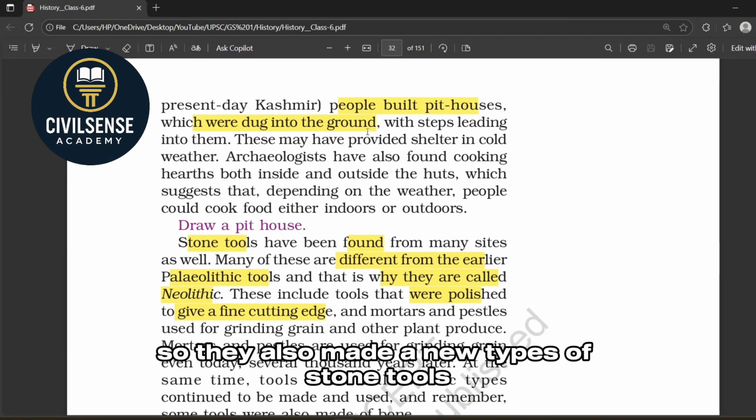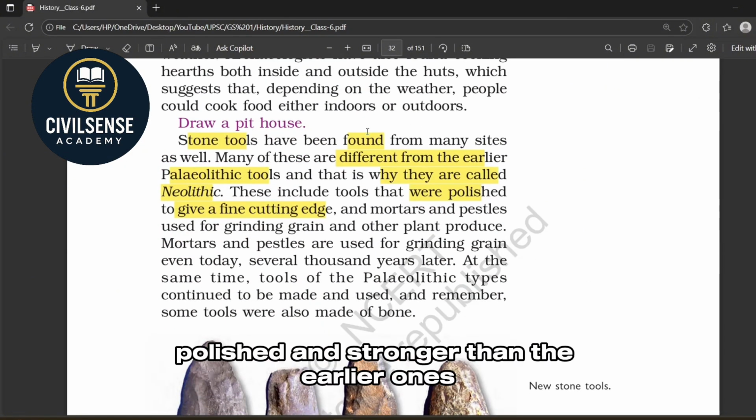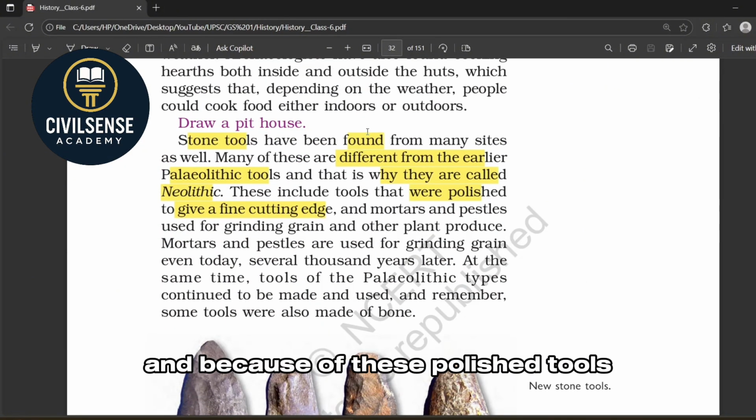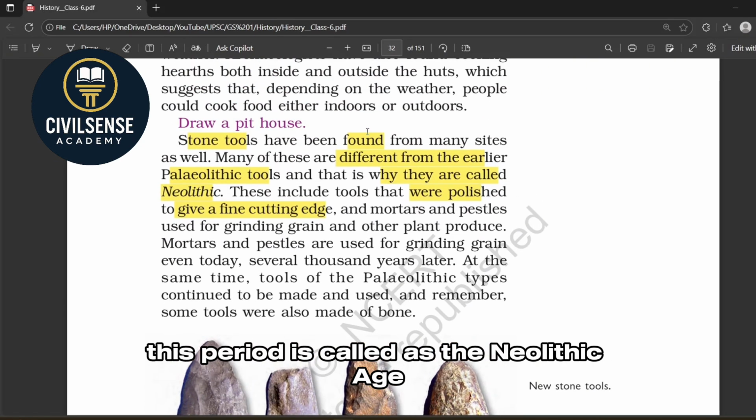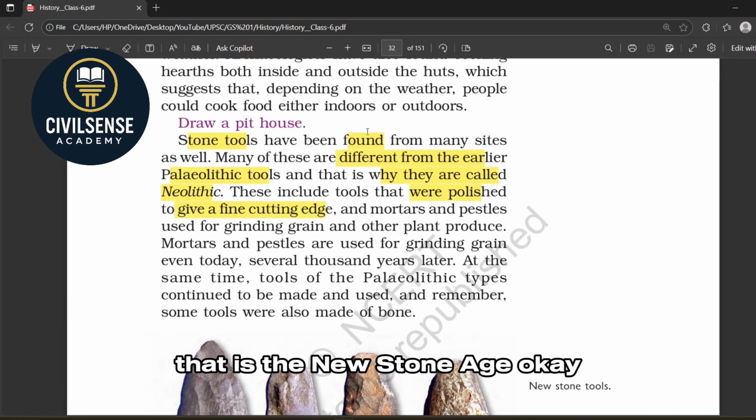They also made new types of stone tools. These were sharper, polished, and stronger than the earlier ones. And because of these polished tools, this period is called the Neolithic Age. That's the New Stone Age. Okay.